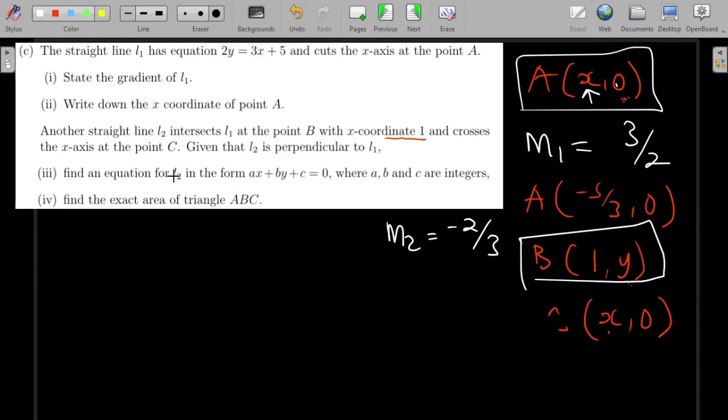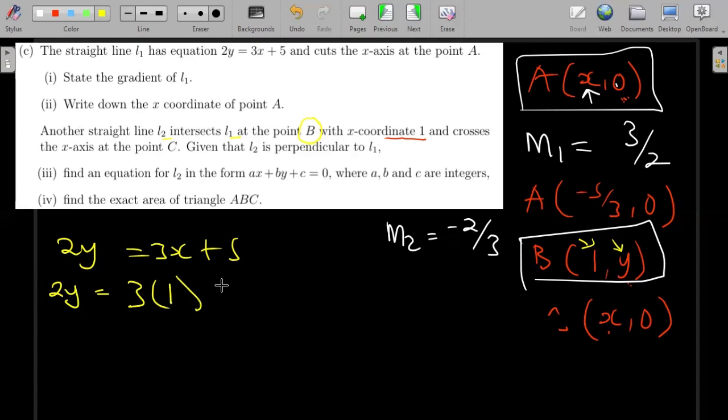We've been told that line 2 and line 1 intersect at this point B, and this point B has this coordinate. So we can get the x coordinate of this, and then input it into the equation of line 1 to find the y coordinate. Line 1 is 2y equals 3x plus 5. So this will be 2y equals 3, and the x coordinate at this point is 1, plus 5. So 2y equals 3 plus 5, which is just 8.